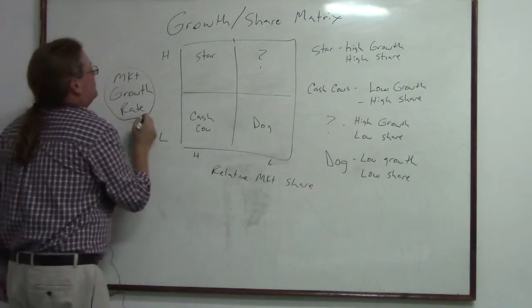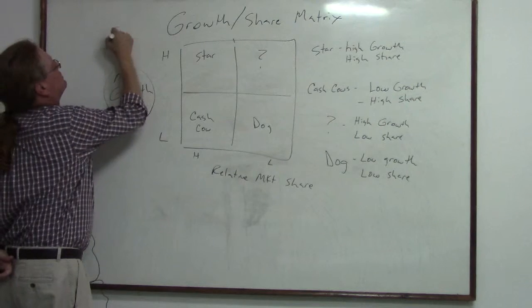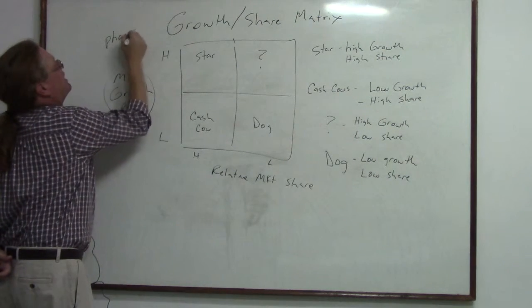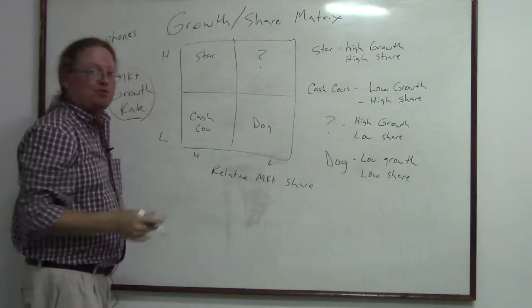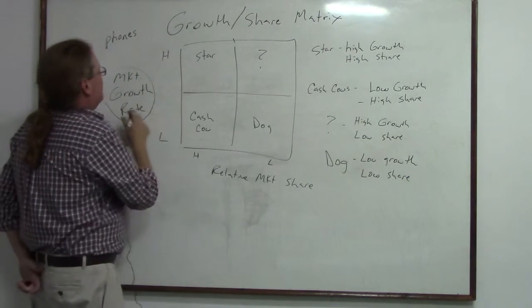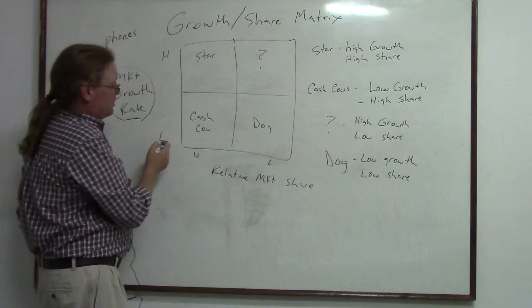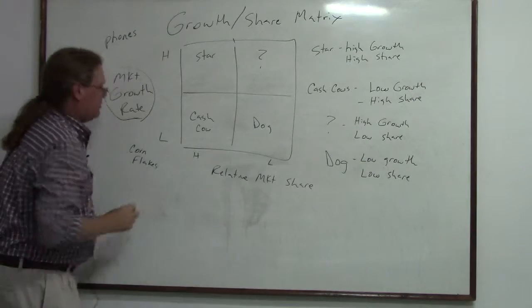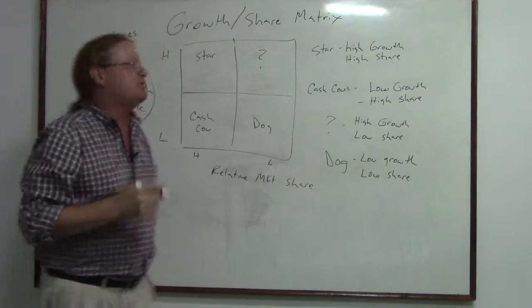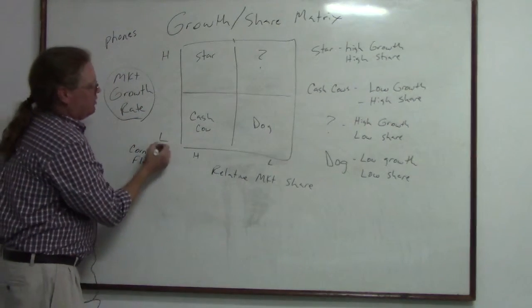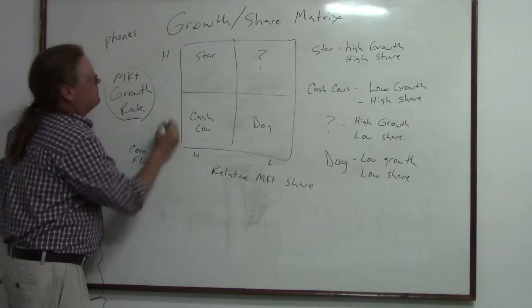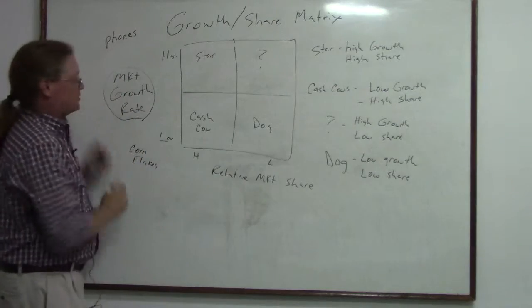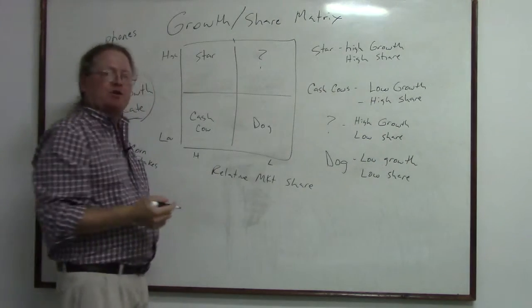So think about this. What about phones? The cell phones. That would be a high growth rate. Everybody's getting a phone, getting new phones. Something low. What about cornflakes? Cornflakes might be an example of an industry that has a low growth rate.